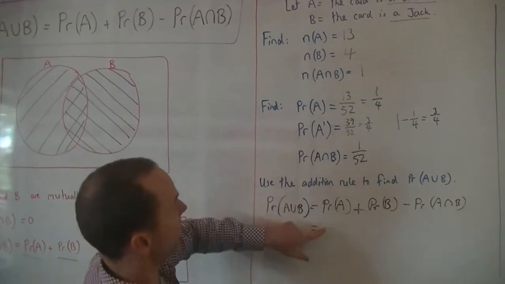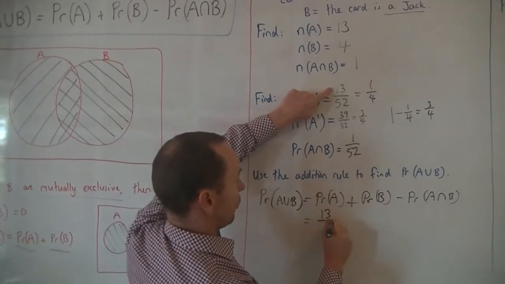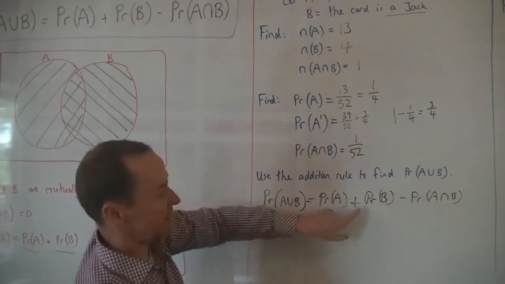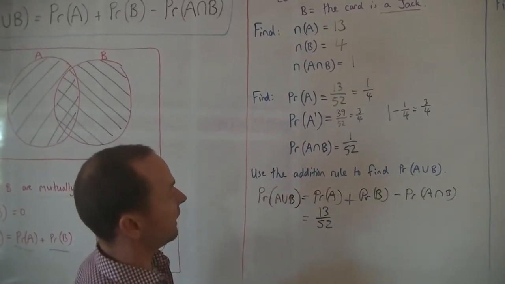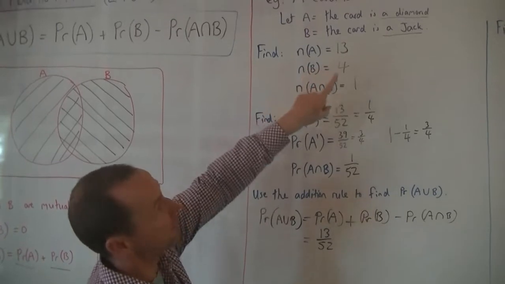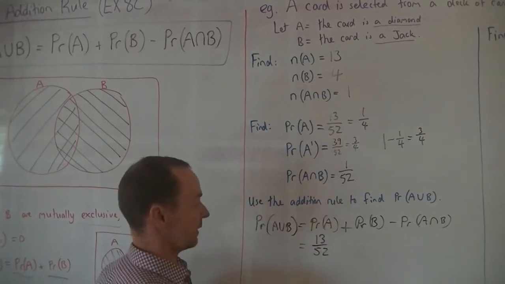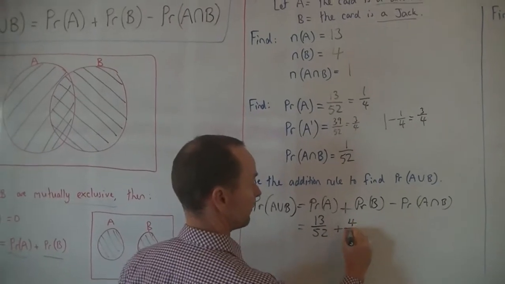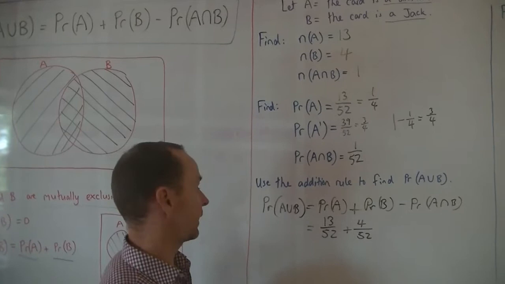Alright, we've already worked out the probability of A, which is 1/4, or 13 out of 52. I'm going to leave it like that just so they're easy to add together. Okay, and we need to work out the probability of event B. Event B is getting a jack. So how many jacks are there in the whole deck? There's 4. So we've got plus 4 out of 52. Does that make sense? There's 4 jacks in the whole deck.